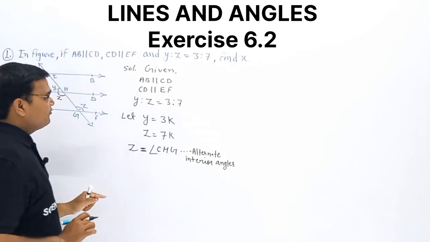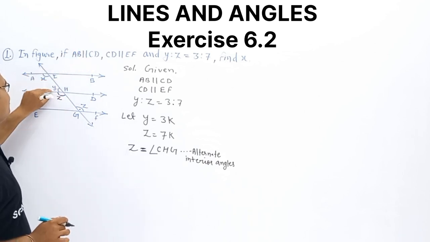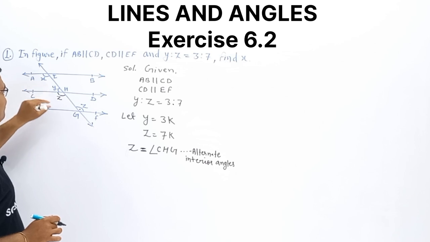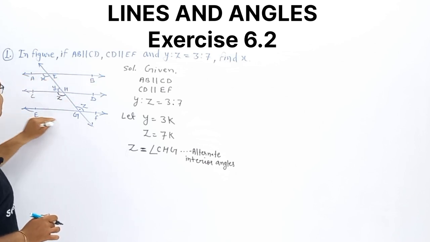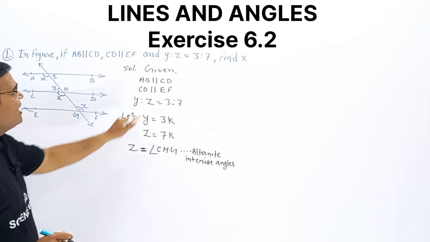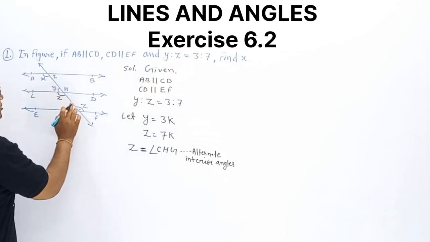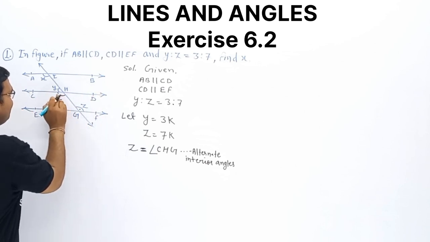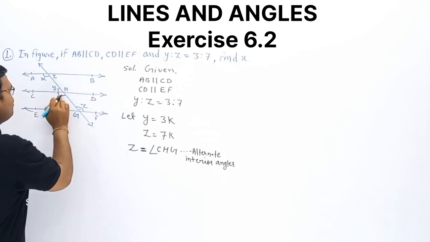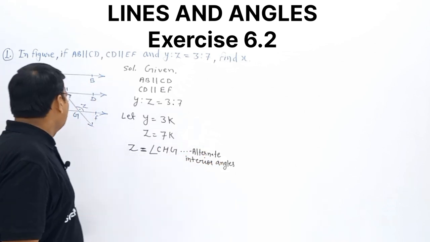Simple. First we have some data given. This line is parallel to this one and this one is parallel to this one. So automatically we can say this first line AB will be parallel to this one. We have the ratio of angles y and z. But this is parallel to this one, so this angle will be equal to this one. This is z, it means this will be z. Why? Because they are alternate interior angles.